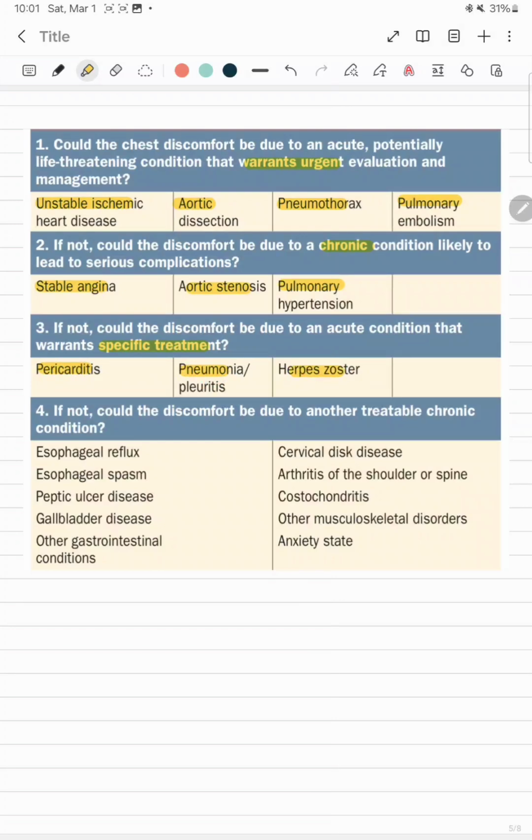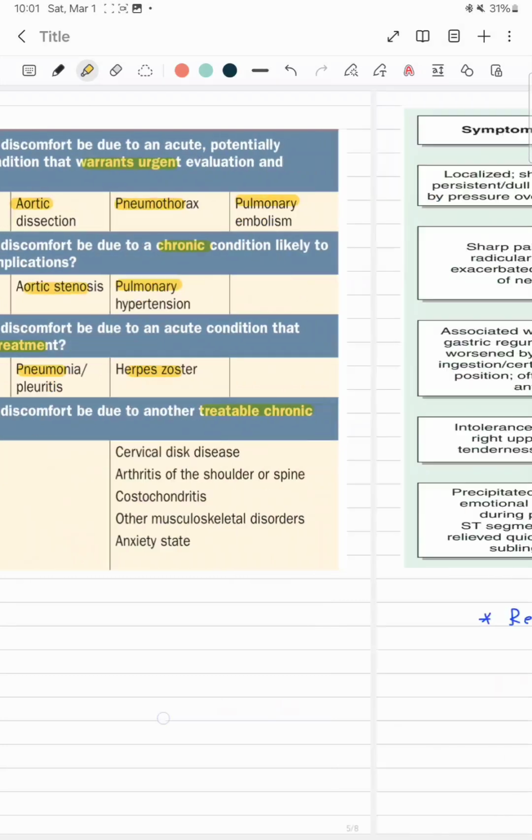If it is not fitting the clinical profile into these categories, then consider whether the discomfort is due to another treatable chronic cause like reflux disease, esophageal spasm, peptic ulcer disease, gallbladder disease, other gastrointestinal conditions, cervical disc disease, arthritis of shoulder or spine, costochondritis, other musculoskeletal disorder, anxiety states. This is how to approach algorithmically acute chest pain or non-traumatic chest pain at the emergency department or in OPD.